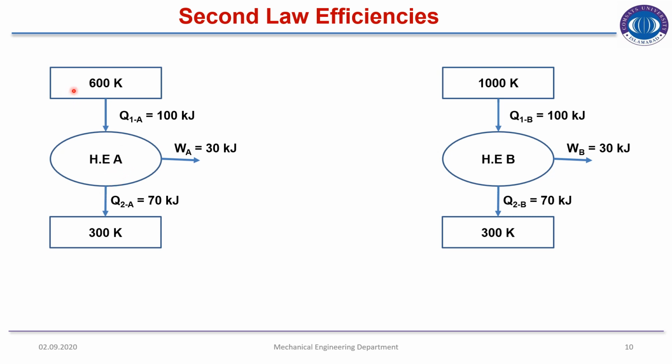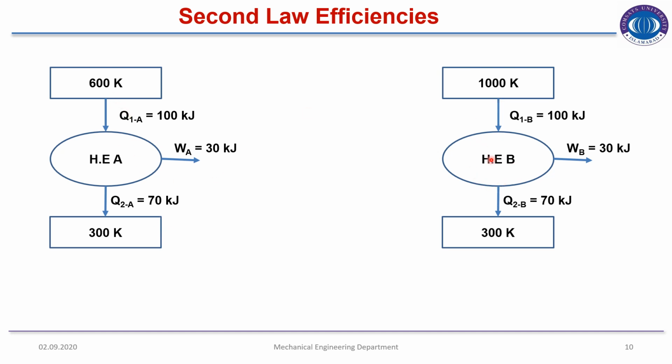The source temperature for heat engine A is 600 Kelvin, and the sink temperature for heat engine A is 300 Kelvin, and the work output of heat engine A is 30 kilojoules. The heat absorbed by heat engine A from the source is 100 kilojoules, and the heat rejected by heat engine A is 70 kilojoules.